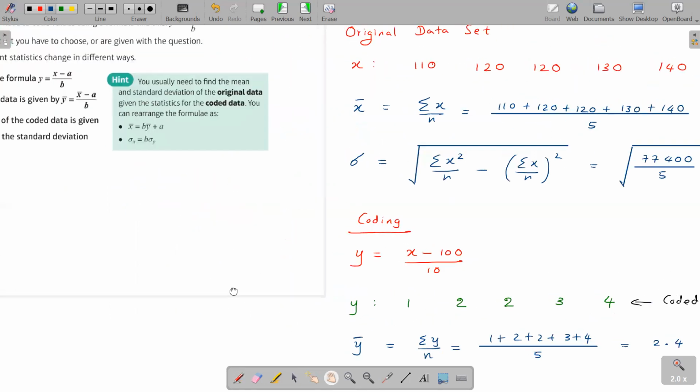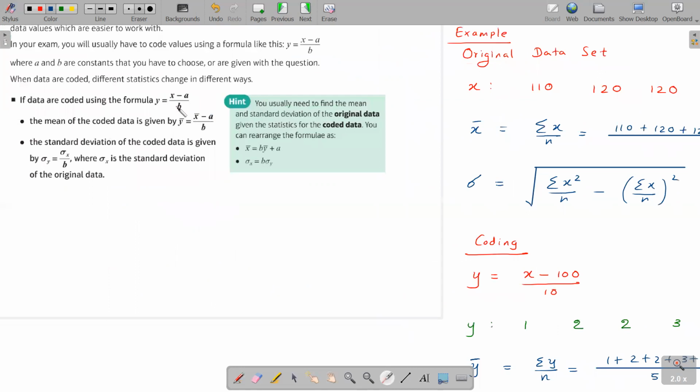That's what they have told you here. If you have an equation of the format y equals x minus a over b, you can get the mean of the coded data. It's given by y bar equals x bar minus a over b. Are you seeing this? Can you all look at this? Do you get what's going on here?